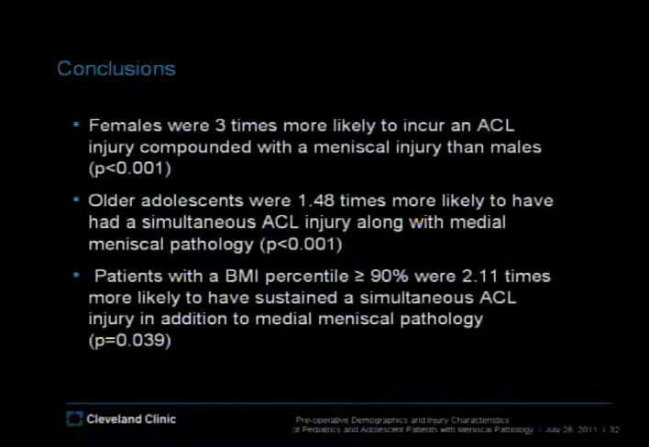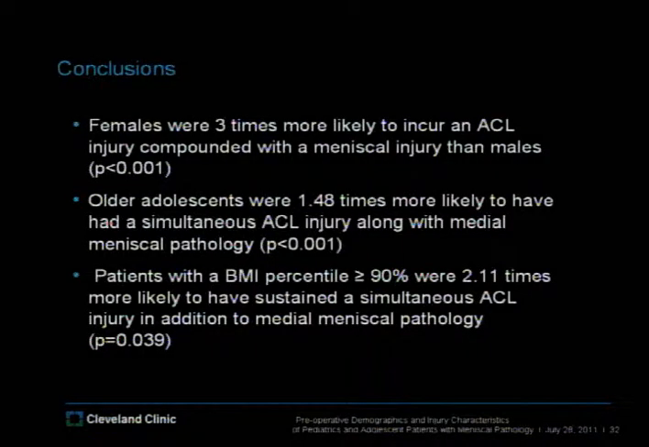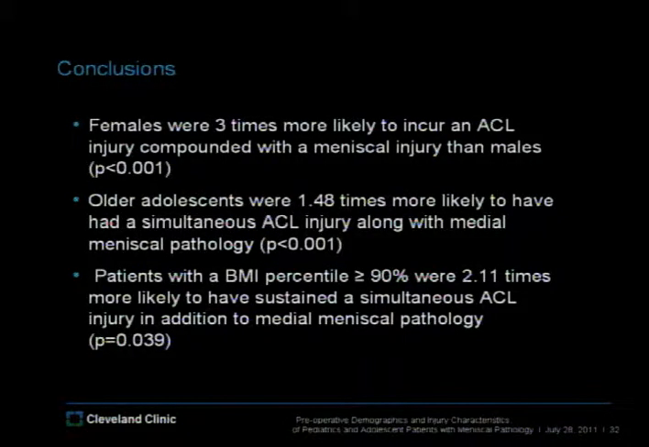So for conclusions, we concluded that females were 3 times more likely to incur an ACL injury compounded with a meniscal injury than males, while older adolescents were 1.48 times more likely to have had a simultaneous ACL injury along with the medial meniscal pathology. And then finally, that patients with a BMI percentile of greater than 90% were 2.11 times more likely to have sustained a simultaneous ACL injury in addition to their medial meniscal pathology.